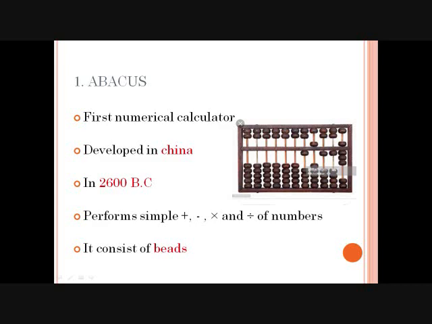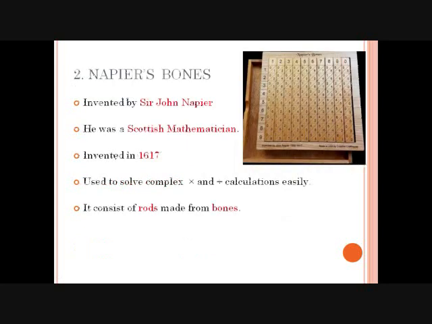Abacus was the first numerical calculator developed in China approximately in 2600 BC. It performs simple addition, subtraction, multiplication, and division of numbers. An abacus consists of beads. The round things, what you can see, are known as beads that can be moved on a series of sticks within a wooden frame. Now, also, we are doing the calculation with the help of abacus. Next one is Napier's bone.